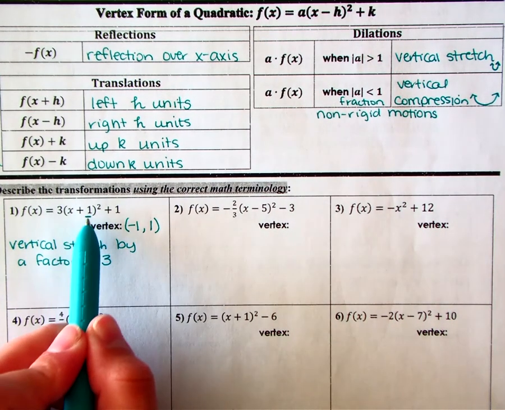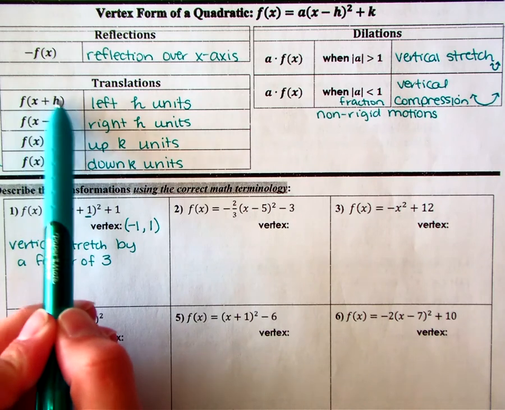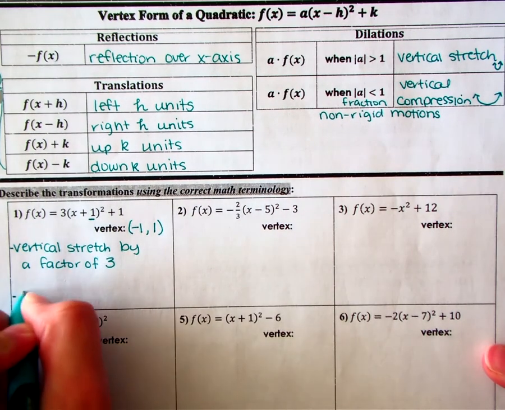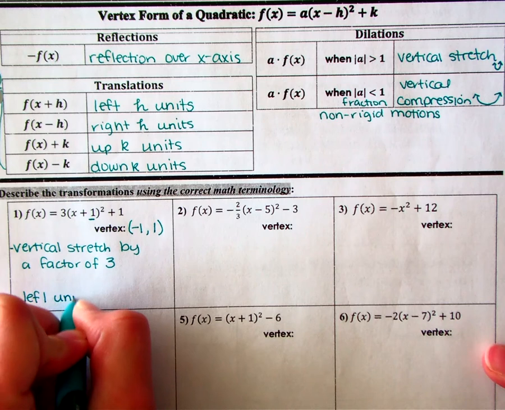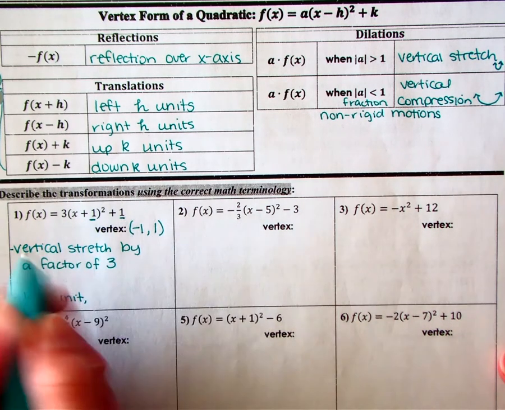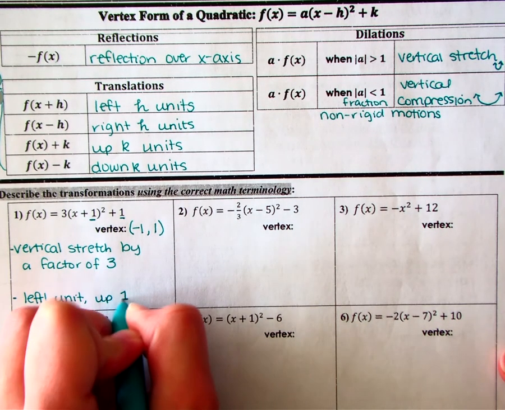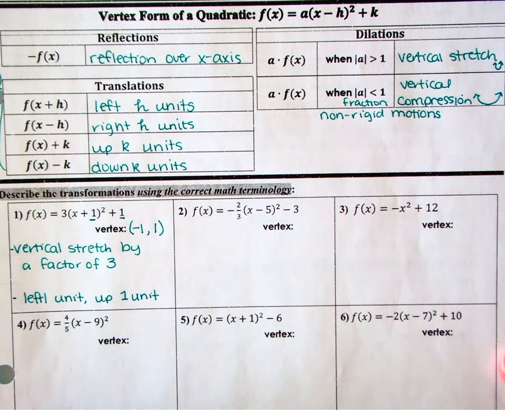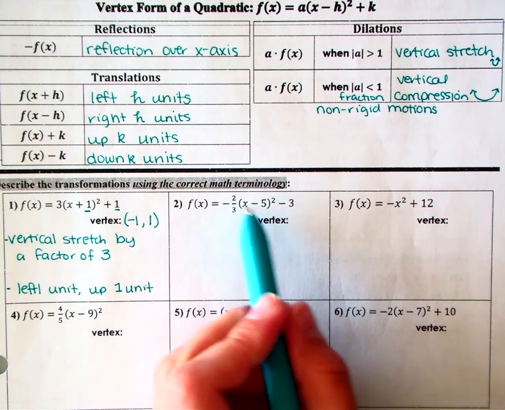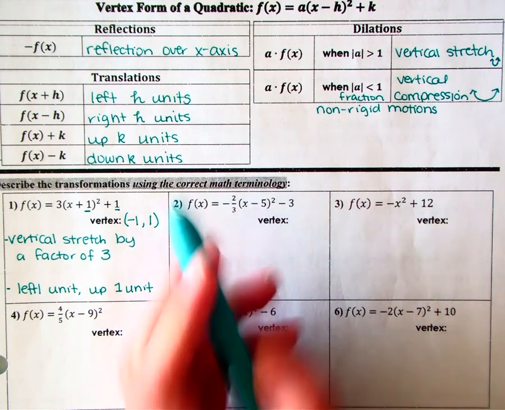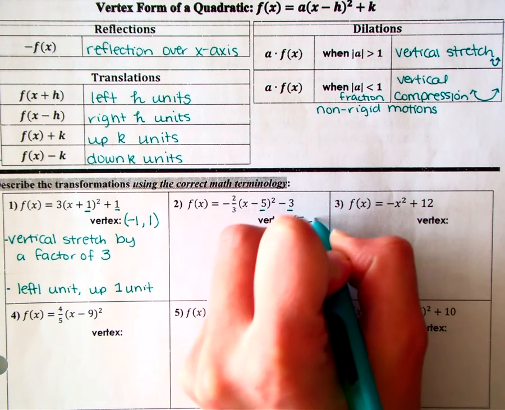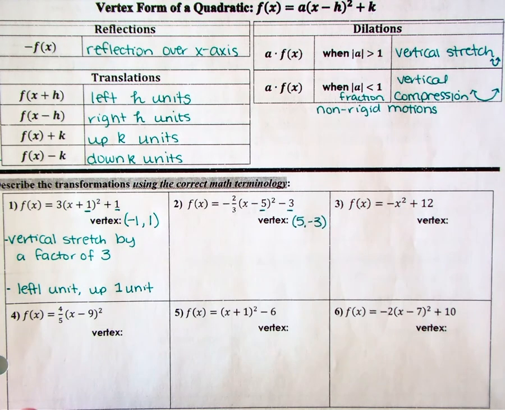This plus 1 inside the parentheses is the same thing as a plus h, so we are going left 1 unit. Left 1 unit, and this plus 1 tells me I'm going up 1 unit. Left and right are opposite of what you think, up and down is the same. All right, in the next one, we've got a vertex at opposite h, k stays the same, so 5, negative 3, and you can always check that in Desmos if you need to.